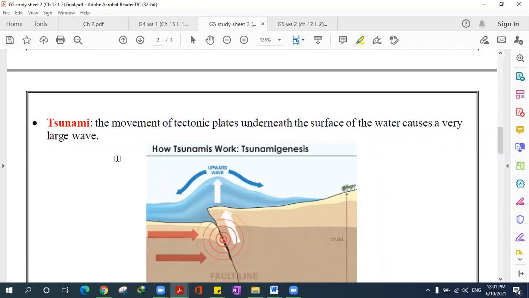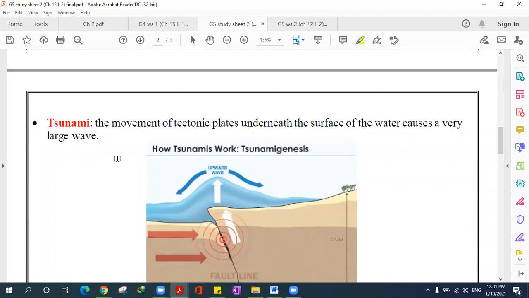Or sliding, passing each other. The movement of these plates will actually cause earthquakes. These earthquakes will cause a lot of energy. This energy will move through the water in the shape of waves, and that's what a tsunami is made of. It's a really large wave and so dangerous.